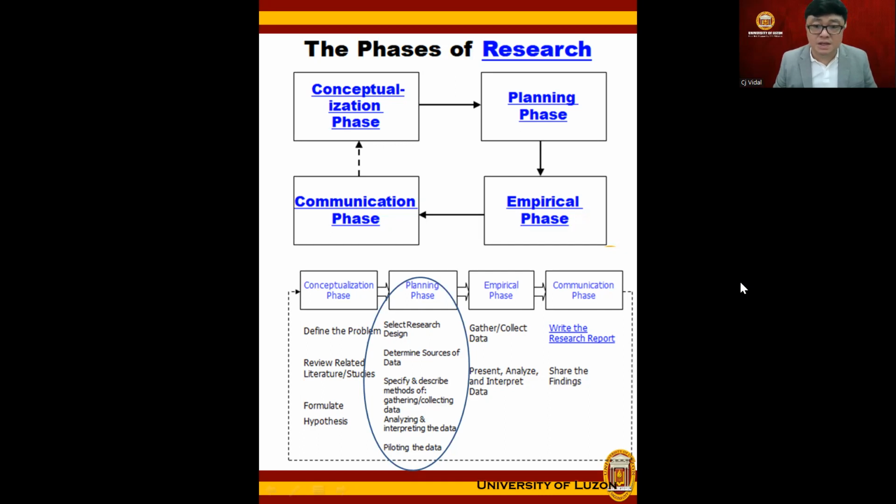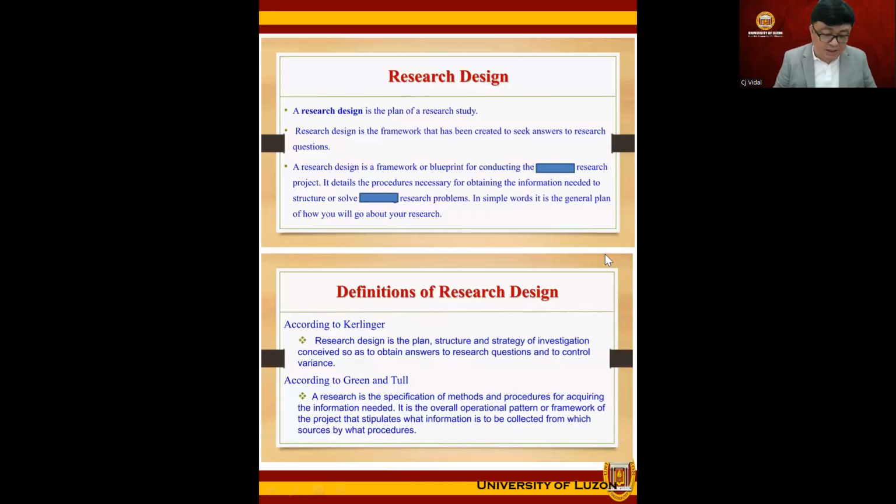So if you base it on the illustrative depiction of the sets of phases that relate to the process of research, after having fulfilled the requirements of the conceptualization phase, with the defining of the problem, reviewing interrelated literature and studies, and formulating hypotheses as essential steps in the process, we proceed to the task of selecting research design. So let's get started. Let us begin with the definition of research design.